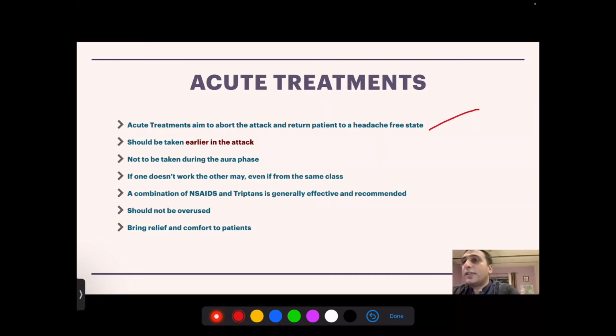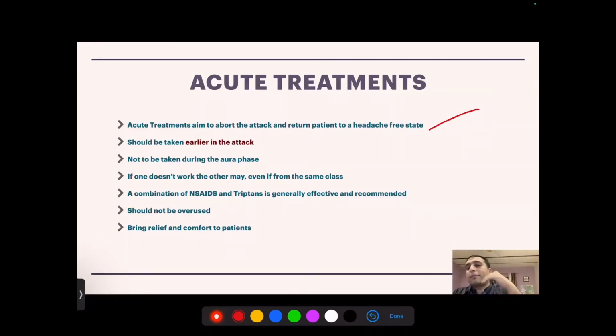Basically, acute treatments are the treatments which aim to abort the attack and return the patient to a headache-free state. It is very important that they are not taken in the aura phase, and you give the acute treatments SOS. When the headache starts, you take this medication. It should be taken earlier in the attack.